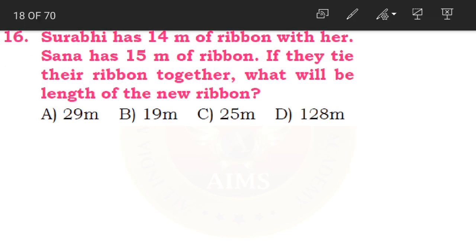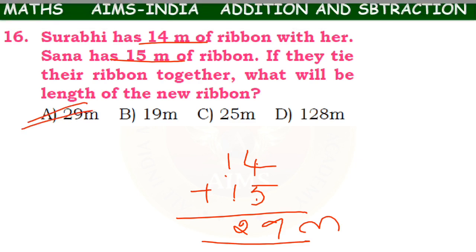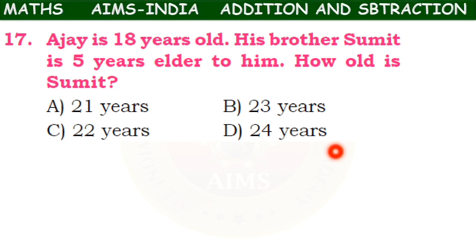Coming to question number 16. Surabhi has 14 meters of ribbon. Sana has 15 meters of ribbon. If they tie their ribbon together, what will be the length of new ribbon? Very simple question, children. So they are tying their ribbons together, it seems. So what will be the length of new ribbon? Adding 4 plus 5 is 9 and 1 plus 1 is 2. 29 meters will be the length of new ribbon.